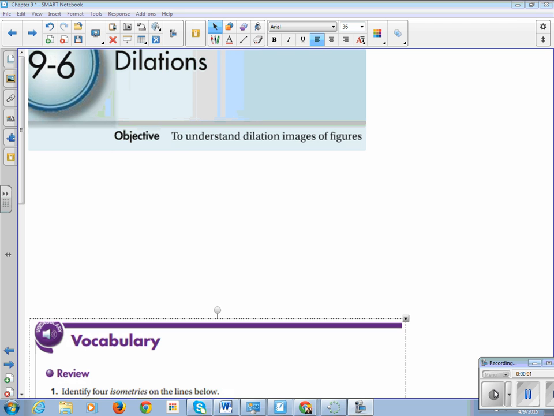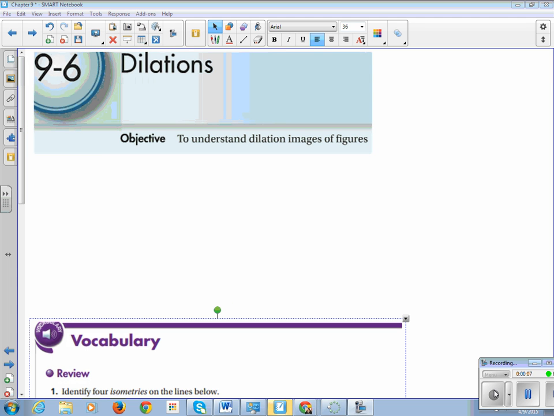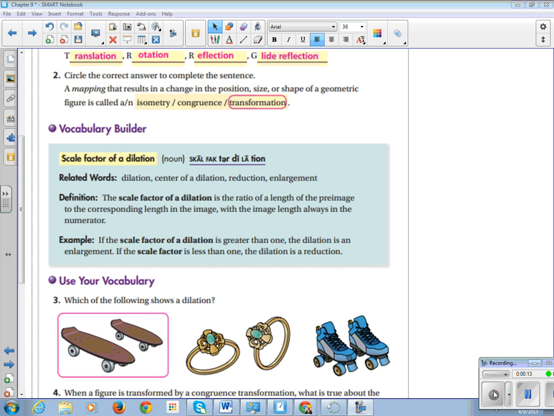Right, so this is chapter 9, section 6, dilations. And at the end of this section, you should be able to understand dilation images of figures. Actually, I'll put this in my notes.